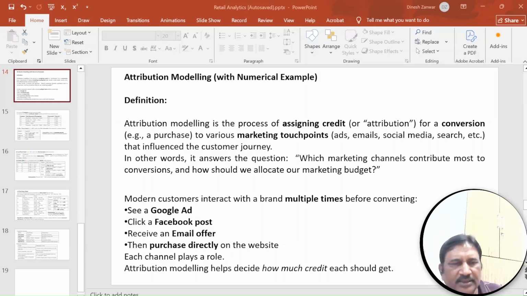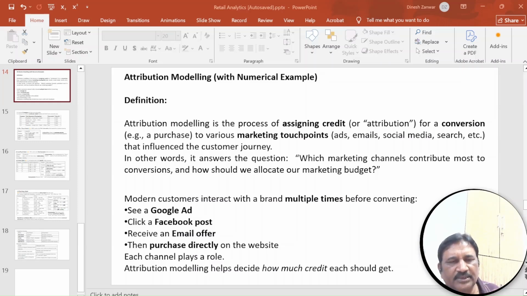Similarly, for the fourth customer, email and direct get the value of 500 and 500, because the total value of the channel is 1000. So it gets equally distributed amongst the two touch points of the channel. Then the fifth customer: Facebook 20%, Google Ads 20%, email 30, and direct 30. These proportions could be changed by you.